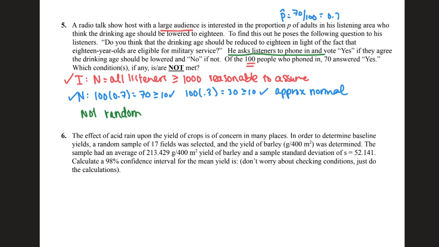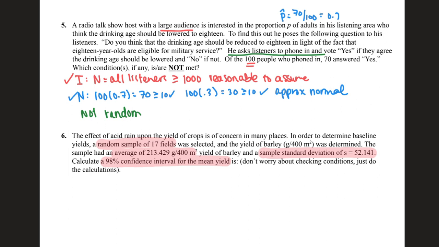All right, so question number 6 is asking us to calculate a 98% confidence interval for the mean yield. It gives us some information. It says that we have an average of 213.429 grams per 400 meters squared yield of barley, and it gives us a sample standard deviation of 52.141. It tells us we have a random sample of 17 fields. So in this case, it's telling us don't worry about checking the conditions. So we're just going to do a regular confidence interval.